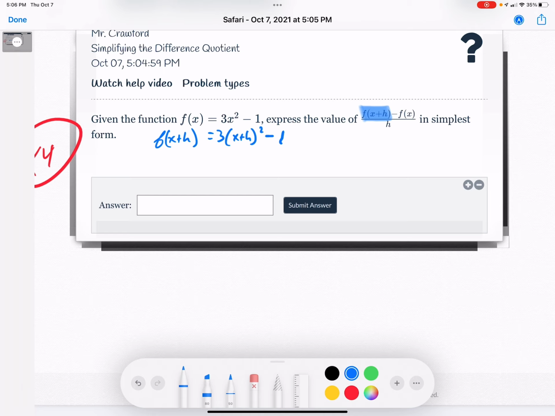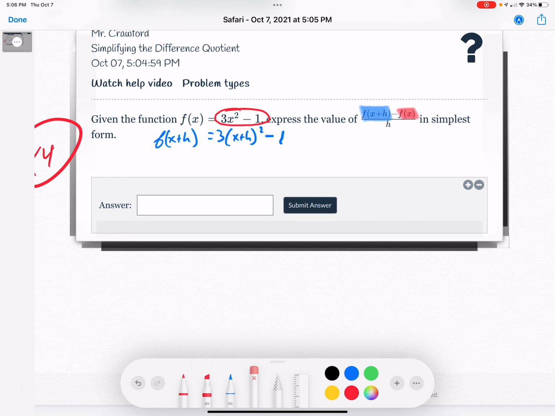And I strongly suggested a while back that you write that right underneath the original function f of x when doing these problems. Did you take my advice? Did you remember to do that? I hope you did. And then we've got the regular function f of x, which we're going to use right here in just a moment.